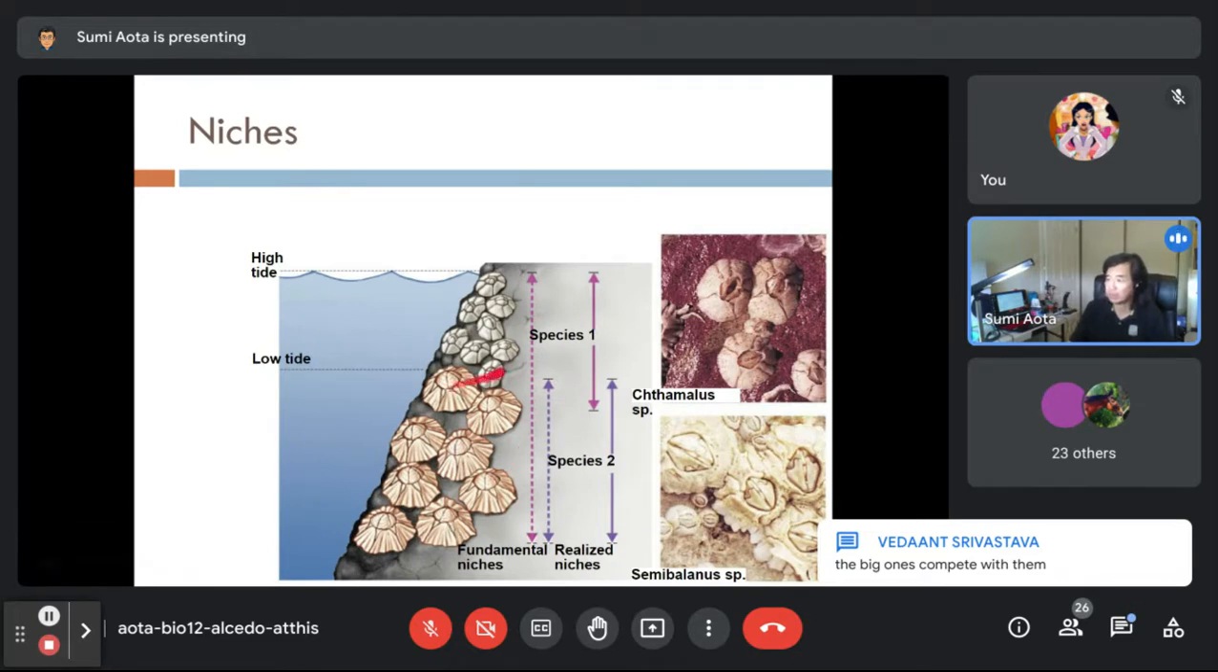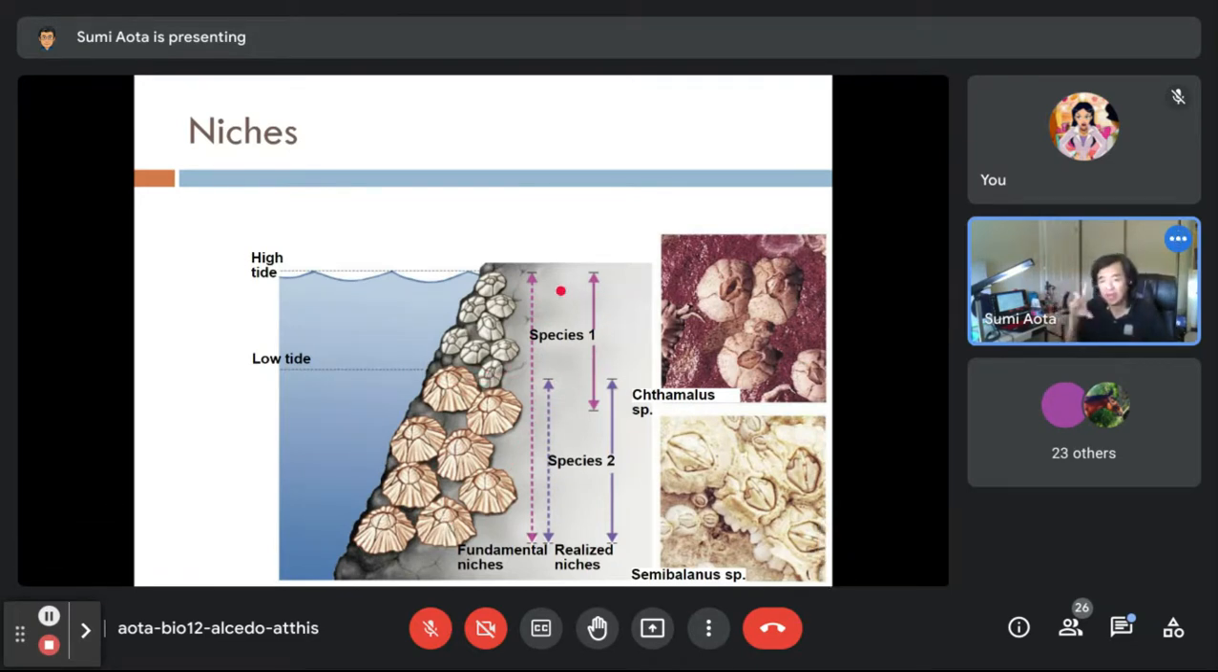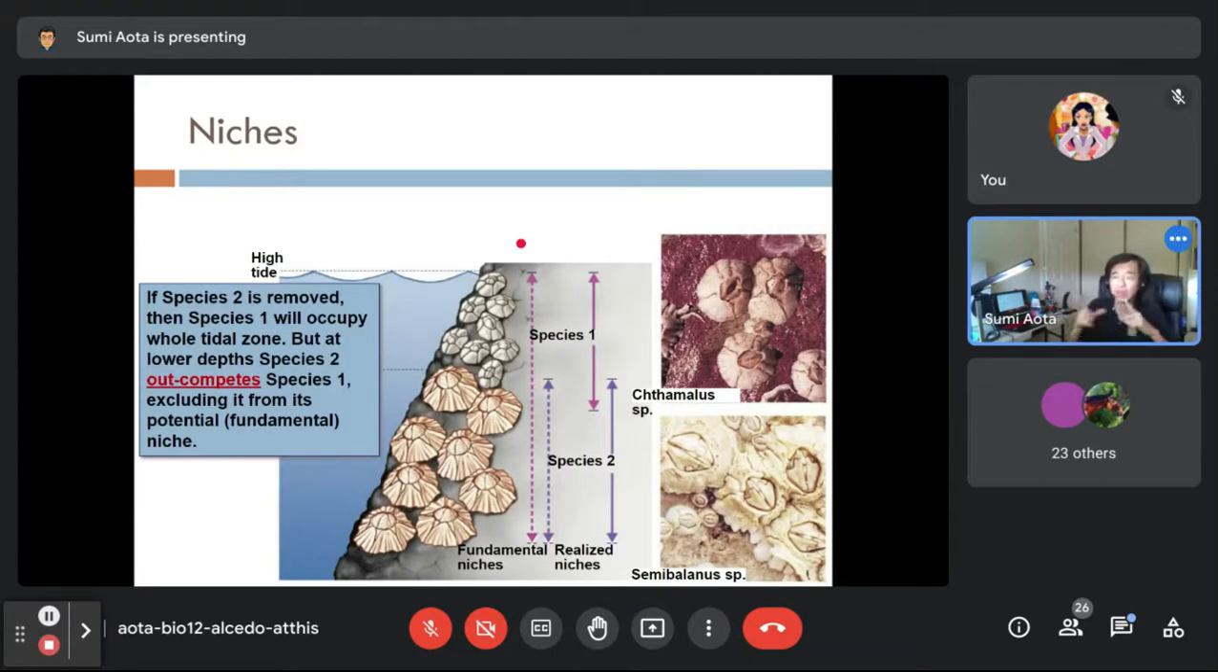So the fundamental niche is the total area that you can survive in. The realized niche is the area where you are actually going to be found. We can test for this, and they tested by removing species two. Species one will then actually end up moving down and occupying the entire intertidal zone. But at the deeper depths, species two outcompetes species one, so it excludes it from the area where it could be. So long as species two isn't here, one can take over the whole area. But if species two is there, one is stuck.